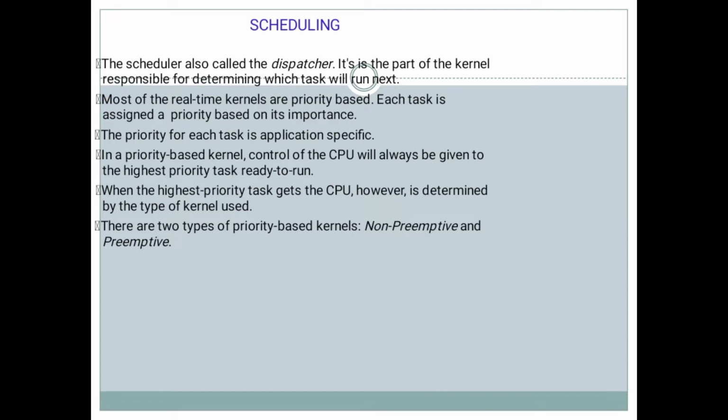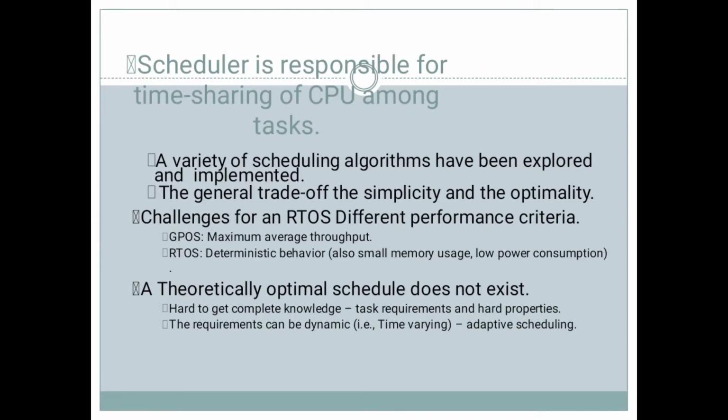When the highest priority task gets the CPU, however, is determined by the type of kernel used. There are two types of priority based kernels, that is non-preemptive and preemptive. The scheduler is responsible for the time sharing of the CPU among the tasks, because the RTOSs have different performance characteristics. There are challenges for the RTOS.